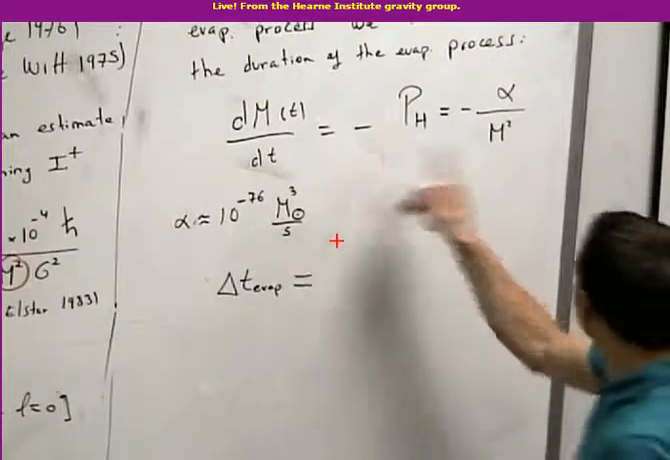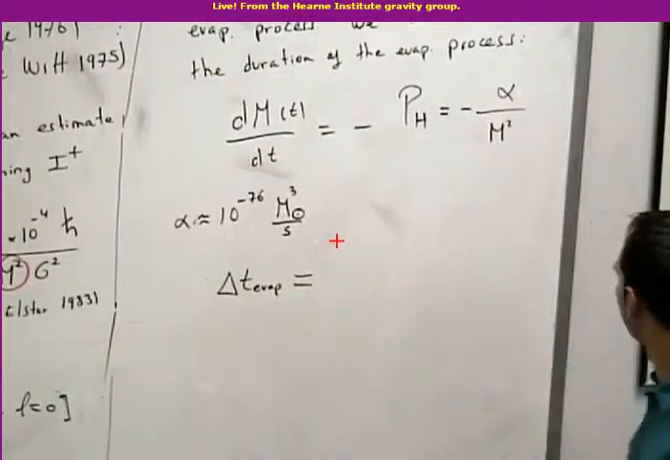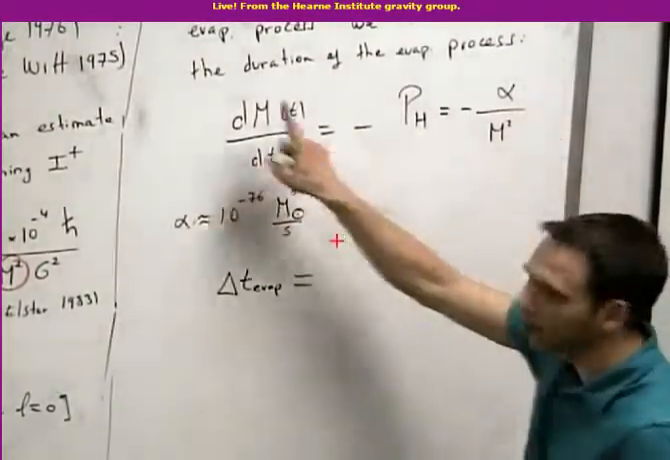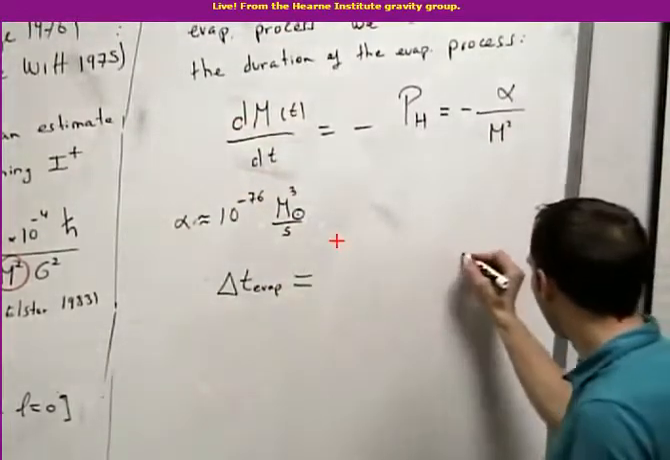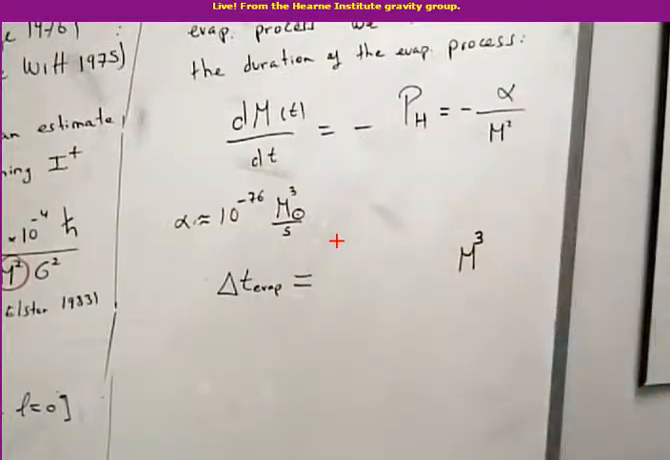So can you guess what this is going to be proportional to? You have 1 over mass squared. You can bring the mass here, you can bring dt here. The integral is going to give you mass cubed. So, important result: the life of the black hole is proportional to the mass to the cube power. This is the scale of the duration.